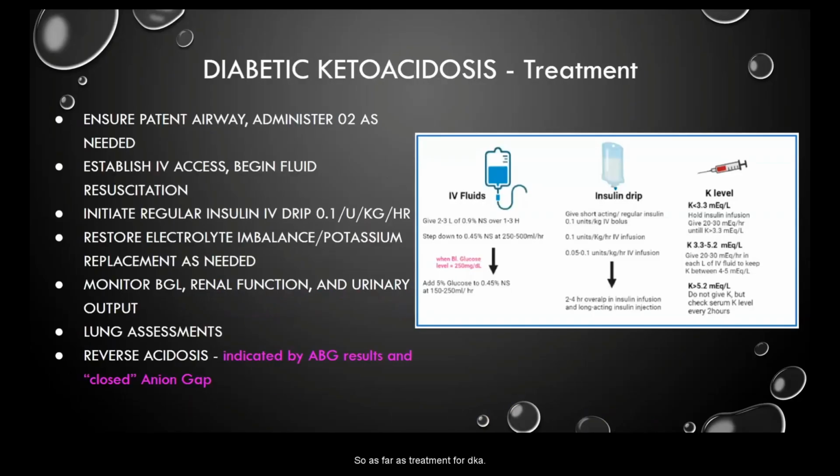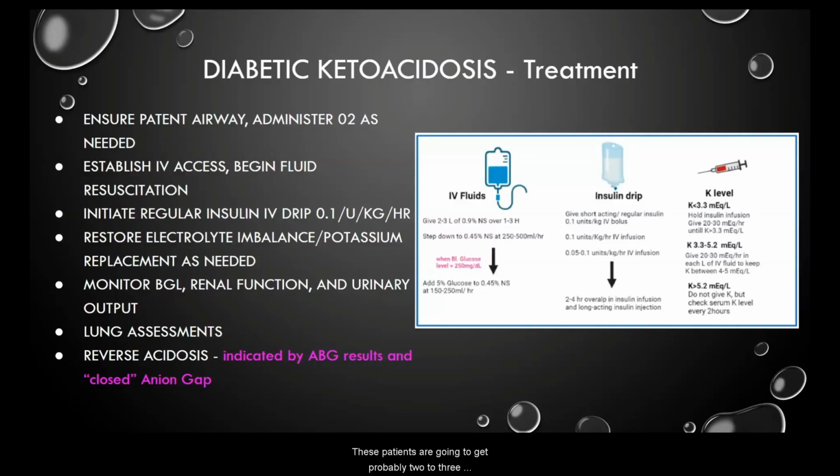So as far as treatment for DKA, ABCs: airway, breathing, circulation. We need to make sure first that their airway is open, it's patent, and we might need to give them some oxygen support as needed. They will be tachypneic and tachycardic, so we want to make sure that they are on some oxygen therapy. We need to get an IV established and begin fluid resuscitation as soon as possible.